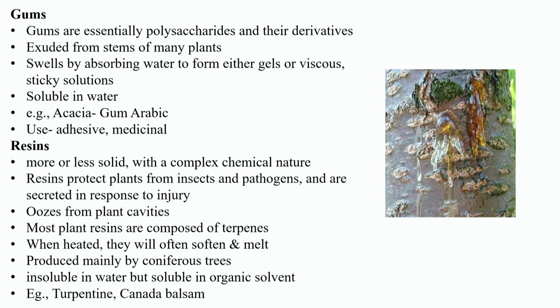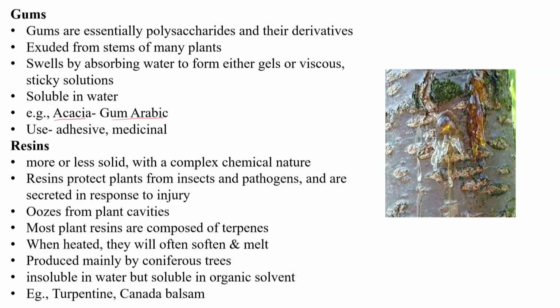Some important commercial gum is obtained from the acacia plant, and its commercial name is gum arabica. Now these gums have adhesive property because of their sticky nature, and many gums have medicinal properties. They are eaten also.